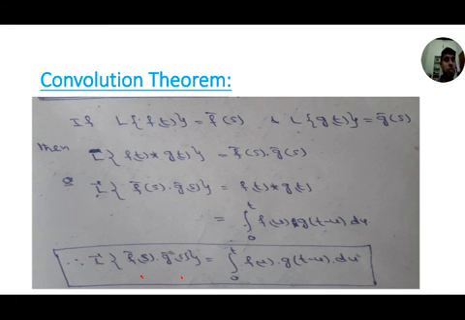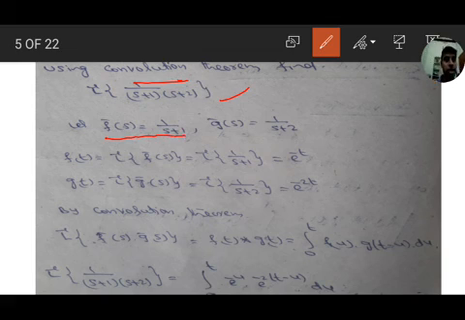Let us move on to the problems. First, using the convolution theorem, find L inverse of 1 by (s plus 1) into (s plus 2), a product of two functions. Here the problem says to use the convolution theorem, so we need to use it, otherwise it can be done by partial fractions. So let f bar s equal to 1 by s plus 1, and g bar s equal to 1 by s plus 2, two functions f bar s into g bar s.